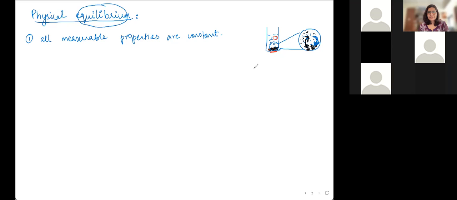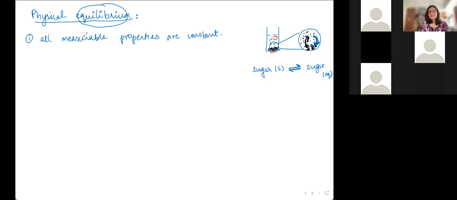Yeah. So basically, I can write it as sugar solid. Because both the processes are taking place, it is denoted with this reversible arrow. Sugar aqueous.